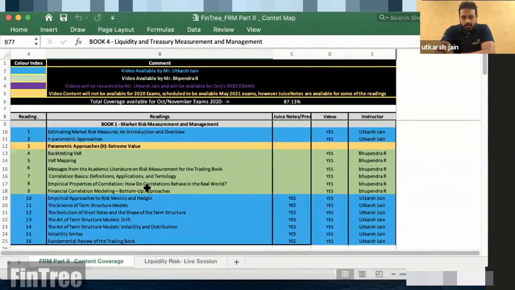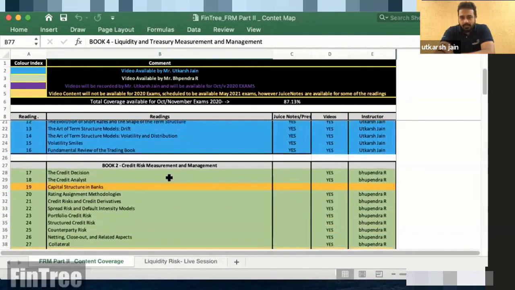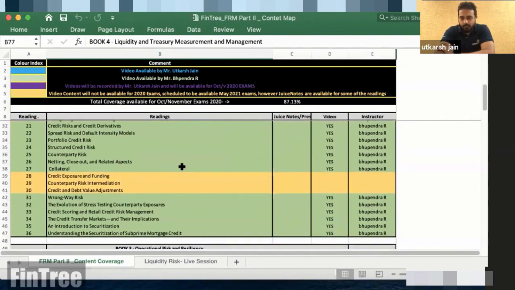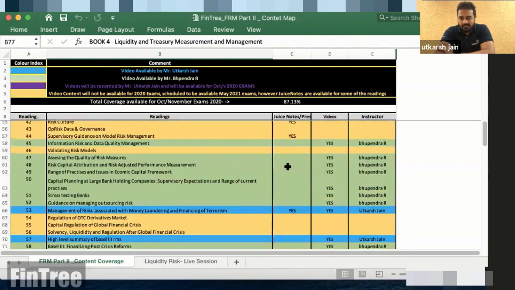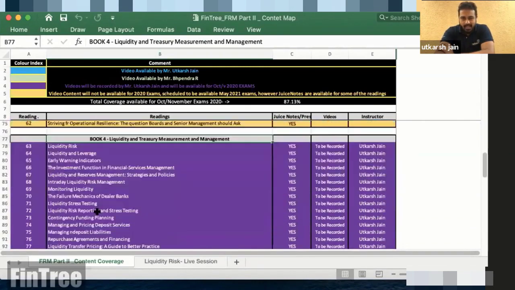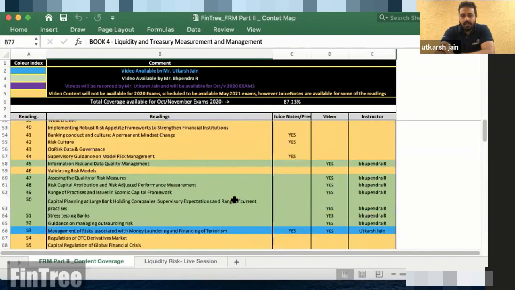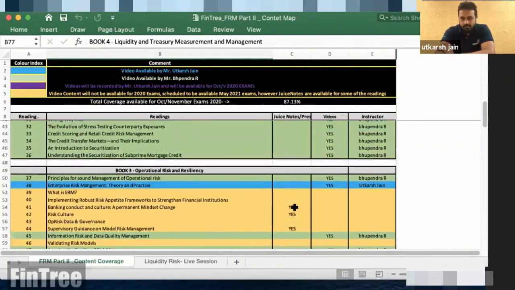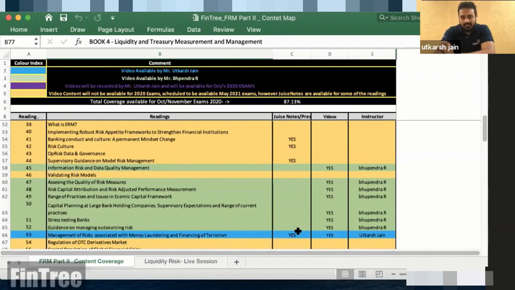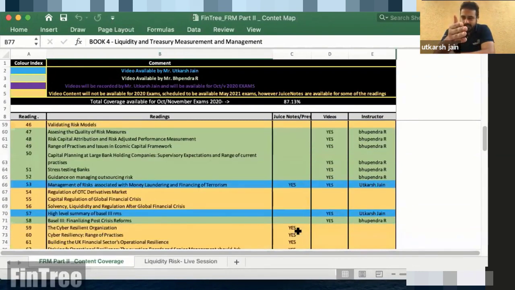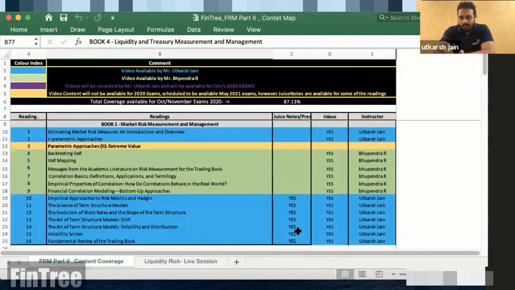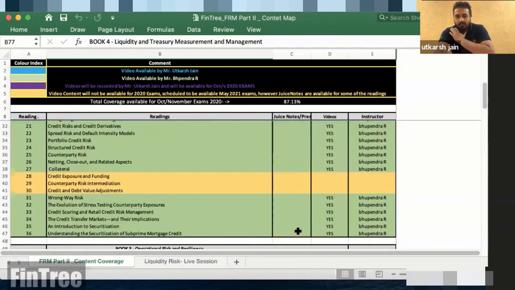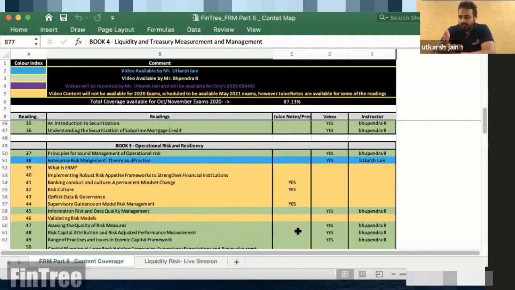What you see in the green are the videos which are being recorded by one of our instructors. His name is Bhupendra. So all the green sections are videos recorded by Bhupendra, and all the yellow sections are where we don't have video coverage yet, though we have juice notes for some of them. And this is what I would be recording from November 2020 to May 2021. So by May 2021, I think I should be able to reach about 90-95% coverage of videos of my own under FRM Part 2.